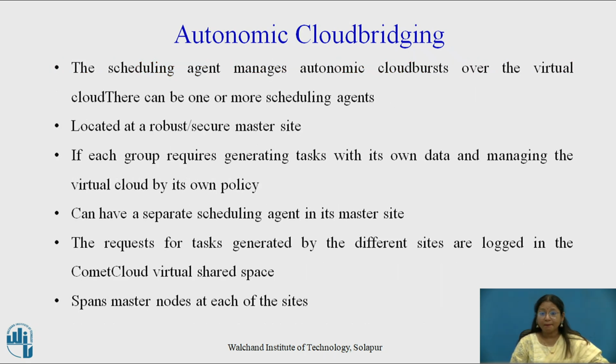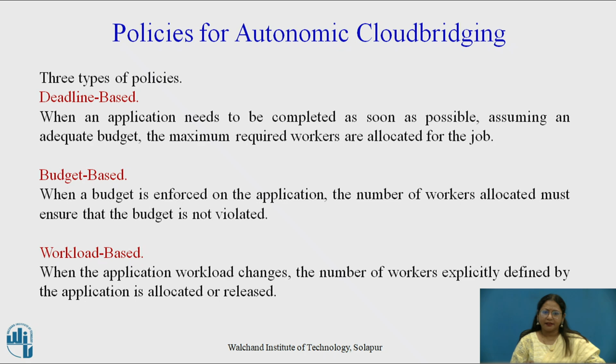The scheduling agent manages autonomic cloud bursting over the virtual cloud, and there can be one or more scheduling agents located at a robust, secure master site. If each group requires generating tasks with its own data and managed by the virtual cloud by its own policy, they can have a separate scheduling agent in its master site. The requests for tasks generated by the different sites are logged in the CometCloud virtual shared space, which spans master nodes at each of the sites.